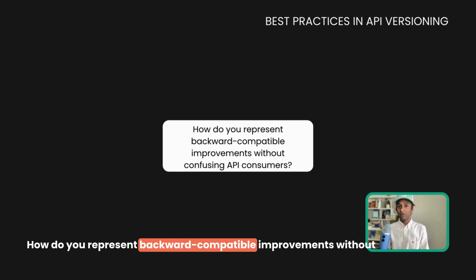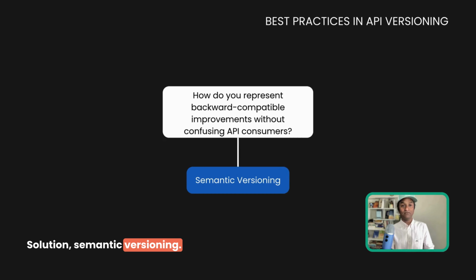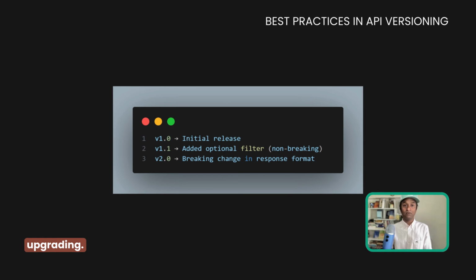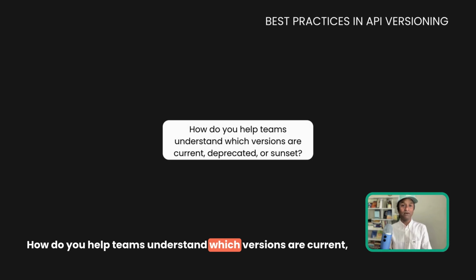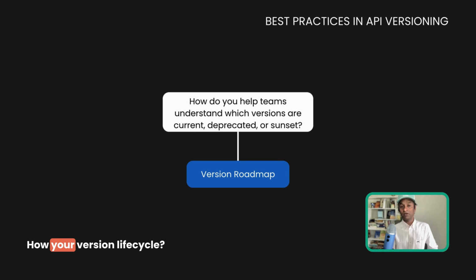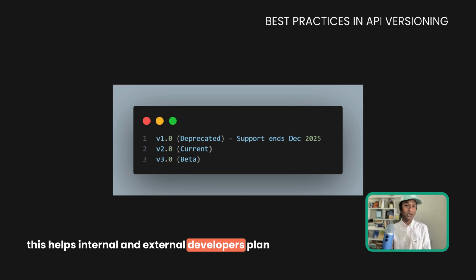How do you represent backward compatible improvements without confusing API consumers? Solution: semantic versioning. Use semantic version numbers like v1.0, v1.1, v2.0 to show whether a change is safe or breaking. Example: this helps developers quickly understand the impact of upgrading. How do you help teams understand which versions are current, deprecated, or sunset? Solution: version roadmap. Document your version lifecycle in Swagger, Postman collections, or API docs. Example: this helps internal and external developers plan migrations and avoid building on outdated versions.